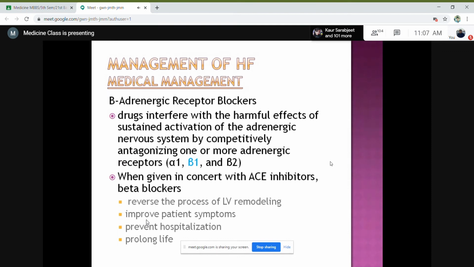The other group of drugs includes beta blockers. These drugs interfere with the harmful effects of sustained activation of the adrenergic system by competitively antagonizing one or more of the adrenergic receptors, alpha 1, beta 1, and beta 2. When they are given along with ACE inhibitors, they reverse the process of LV remodeling, improve symptoms, prevent hospitalization, and prolong life.